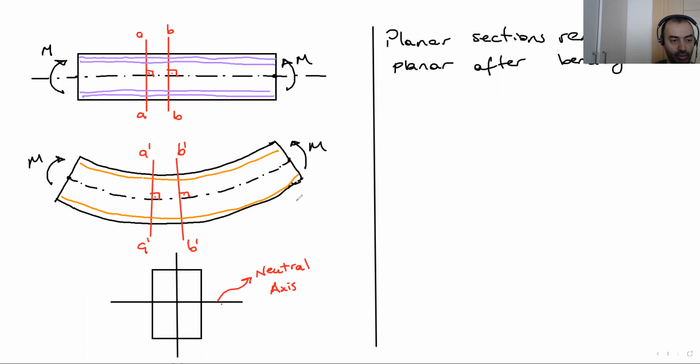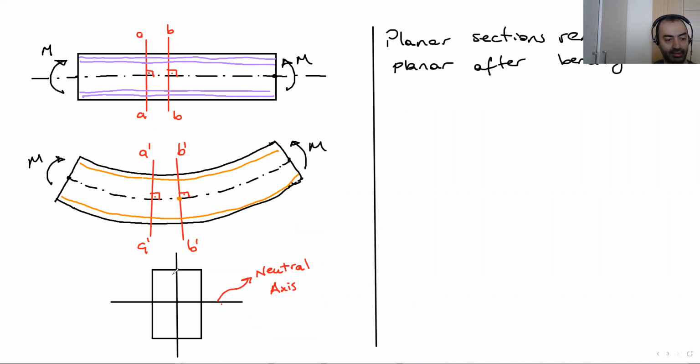So we have longer fiber at the bottom edge. We have shorter fiber than the initial position at the top edge. And at some point, there will be no change on the fiber length. Where is this? This point is the axis of the member, so we call this point the neutral axis.